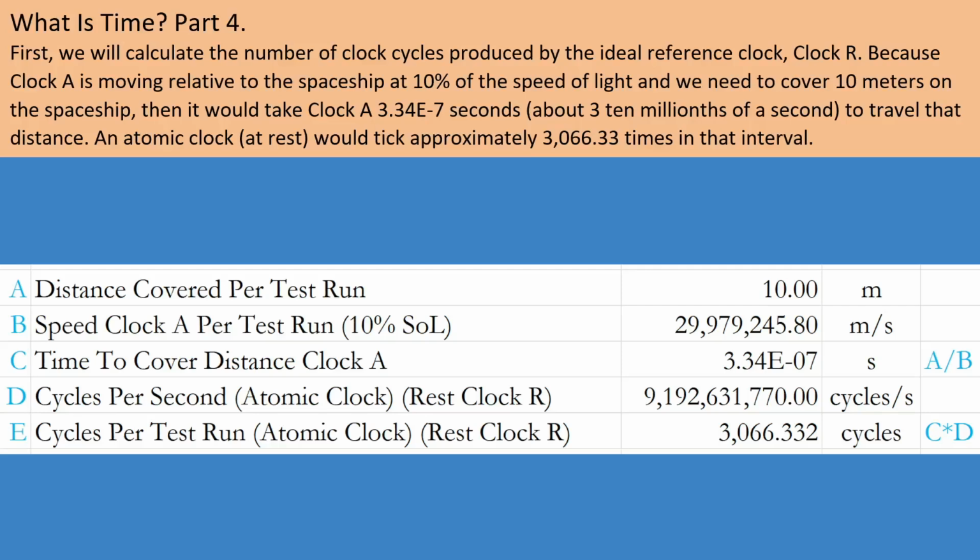Because clock A is moving relative to the spaceship at 10% of the speed of light, and we need to cover 10 meters on the spaceship, then it would take clock A 3.34 times 10 to the negative 7 seconds, about 3/10 millionths of a second, to travel that distance. An atomic clock at rest would tick approximately 3066.33 times in that interval.